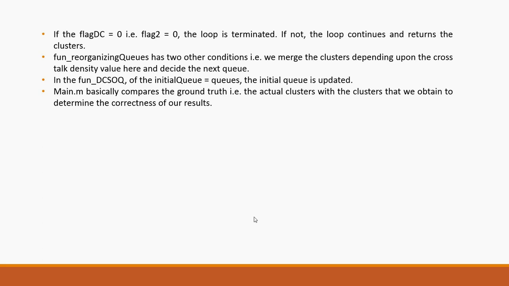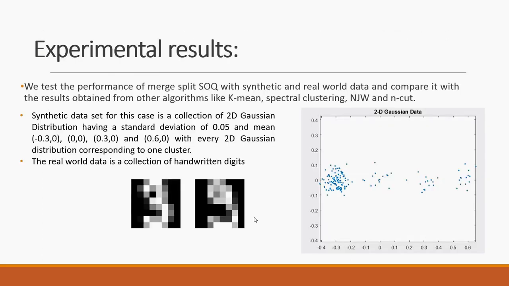In the function DCSOQ of the initial queue, if the initial queue is equal to queues, then the initial queue is updated. So main.m basically compares the ground truth, that is the actual number of clusters, with the clusters that we have obtained so as to see how correct our results are. This is where the experimental results have been shown. We test the performance of MSSOQ with synthetic and real-world data.